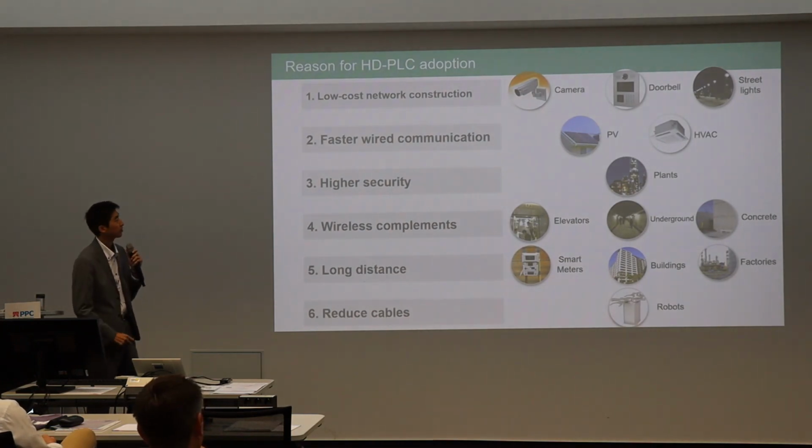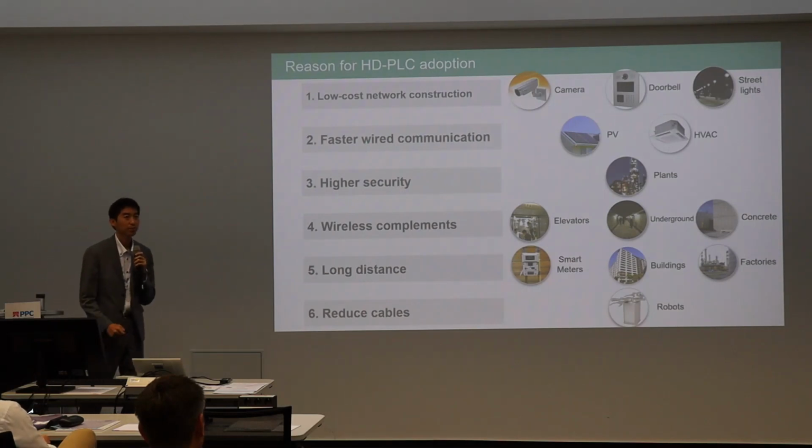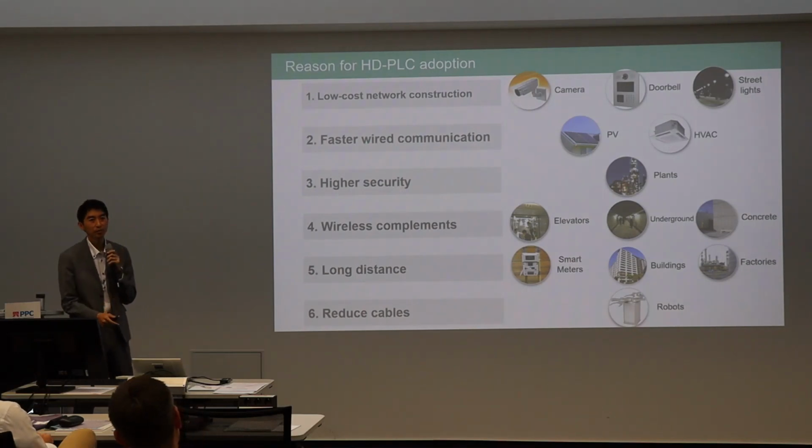Here are some examples and the reasons for adoption. There are 6 reasons for adoption. The first reason is low-cost network construction. By using existing cables, the cost of network construction can be reduced. As a result, it is adopted in the field of surveillance cameras, video intercom systems, and street lights.